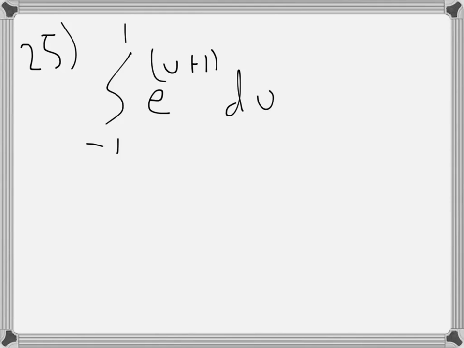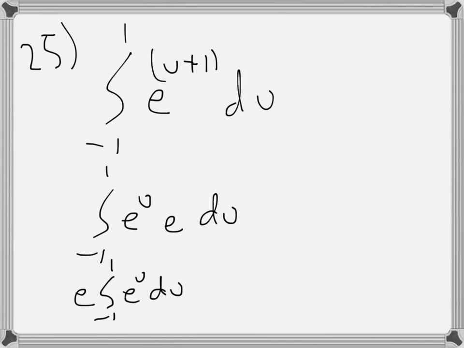This next one is 25, and so we're going to use a trick about rules for exponents. Here, this is e to the u plus 1 du, but the only rule we have for e is that we know e to the u is its own derivative. So when I write this using exponent rules, it is e to the u times e. And e is a constant, so I'll just bring it out of the integral because we have that rule for integrals. And e to the u is its own antiderivative. So this would be e times e to the u evaluated at 1, and then subtract evaluated at minus 1, and then you multiply by e.